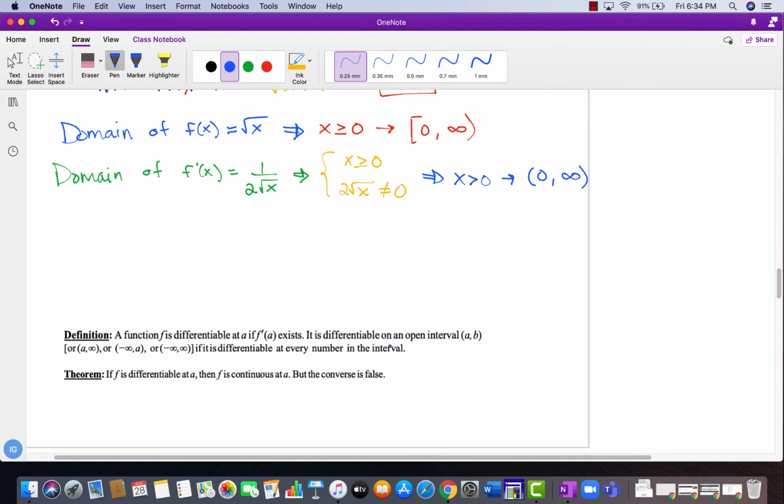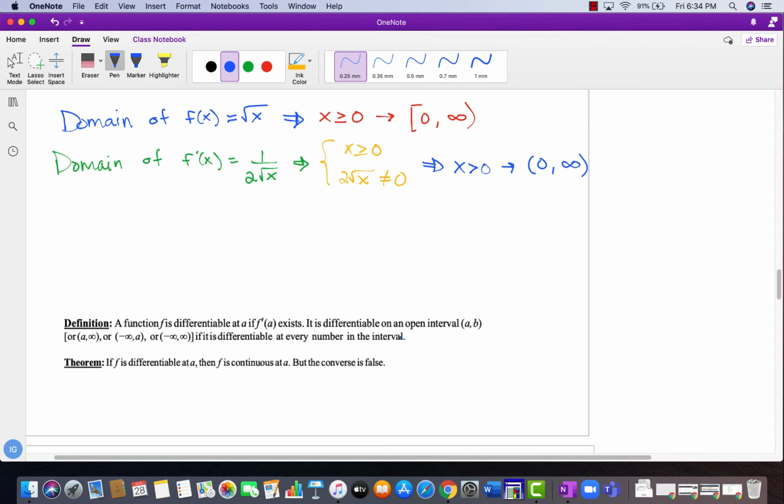If it is differentiable on an open interval a to b, or a to infinity, or negative infinity to a, or negative infinity to positive infinity, if it is differentiable at every number in the interval, okay? So it is differentiable in the open interval if it is differentiable at every single number in the interval, okay? Theorem, if f is differentiable at a, then f is continuous at a.